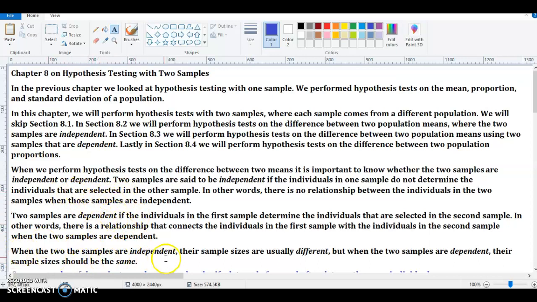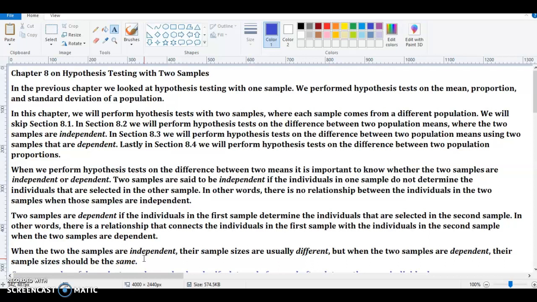When the two samples are independent, their sample sizes are usually different. In some cases, when you have independent samples, the two samples may contain the same number of individuals, so their samples may be the same size, but that's not always the case. For independent samples, their sample sizes are usually different. But when the two samples are dependent, their sample sizes should always be the same. You're not likely to see two dependent samples where one sample size is different from the other. That's usually one way you can tell that you're dealing with two samples that are dependent, if their samples are the same size.